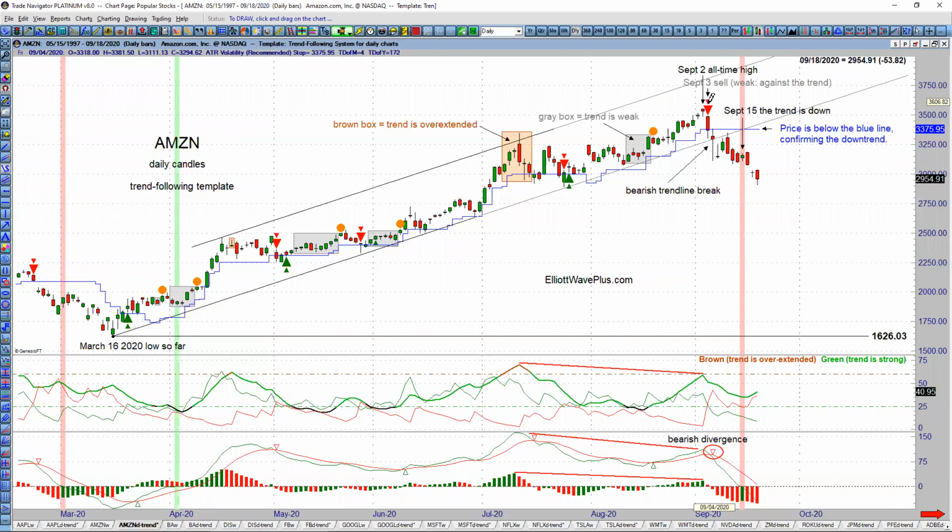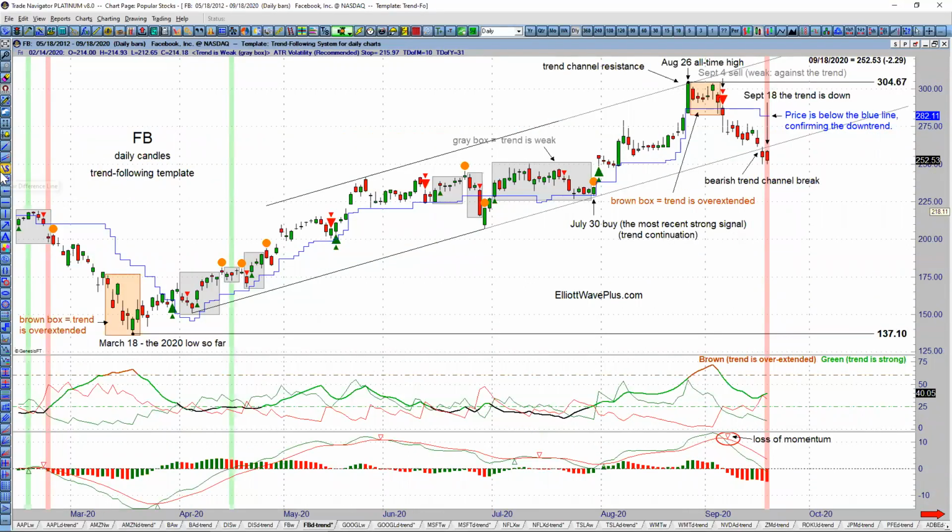Amazon is down 18, almost 20% so far. So the high flyers are all well off of their highs, almost 20% on Facebook.